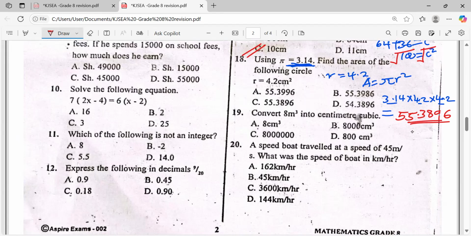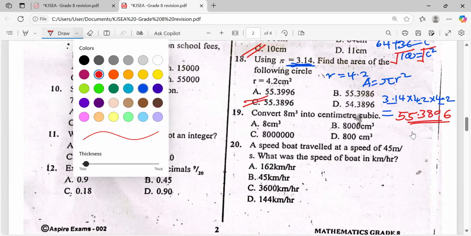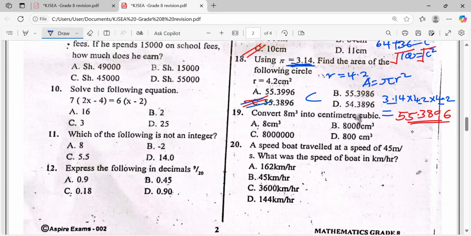Is it part D? Is it D? So 55... Is it C? Very good. It is C. So it means that our answer is C.